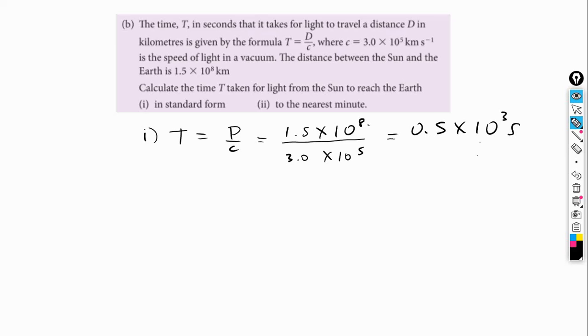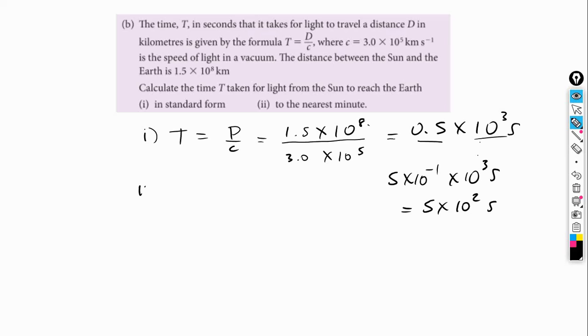But this is not the correct standard form or scientific notation. So notice that we can rewrite 0.5 as 5 times 10 to the minus 1. And then we have to multiply it by this, so times 10 to the 3 seconds, which is the same as 5 times 10 to the 2 seconds.